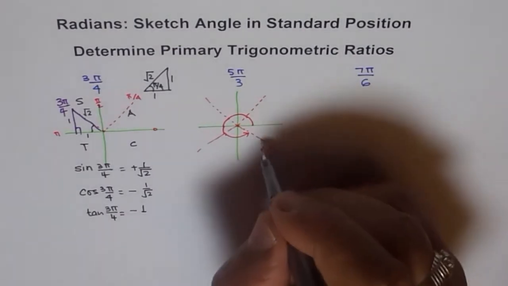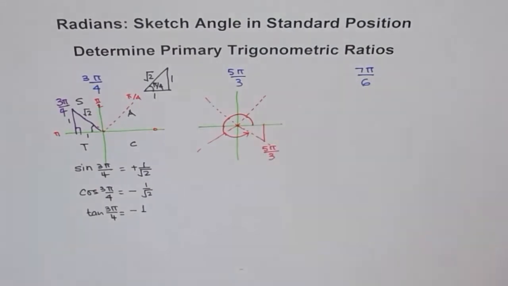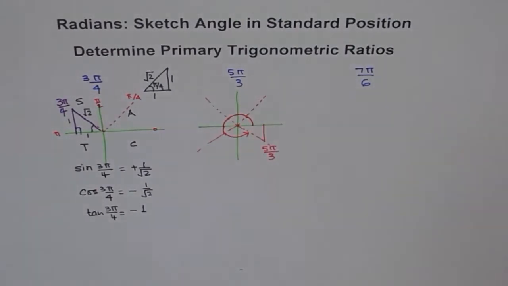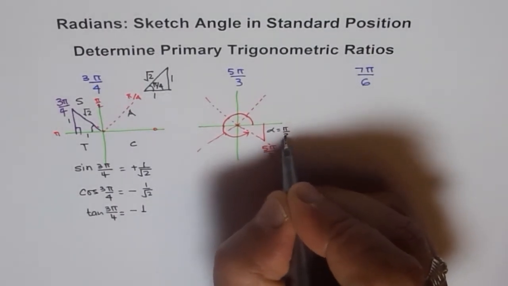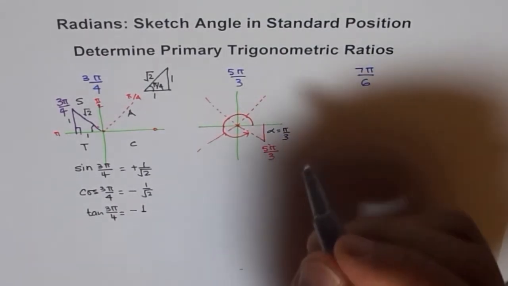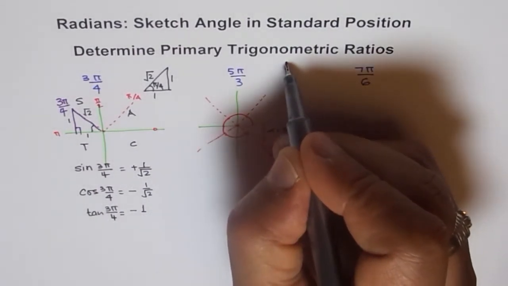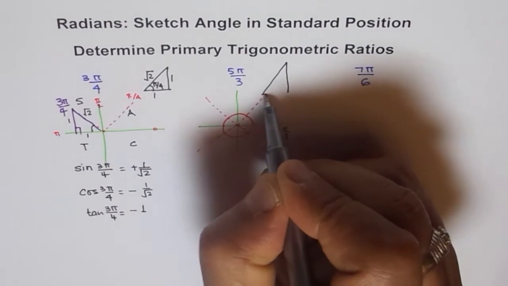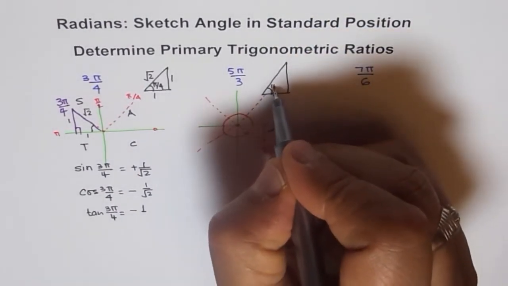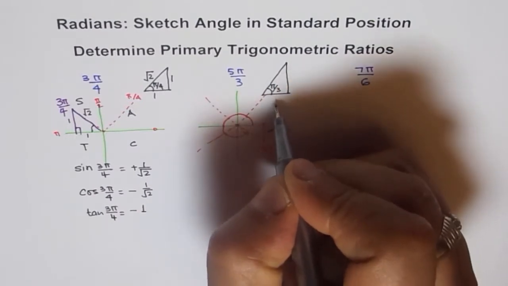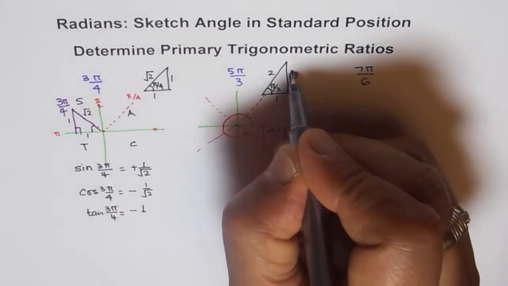Correct? Now here, this is our triangle. What is the related acute angle here? So we say alpha is how much? Alpha equals pi by 3, correct? So we'll look into our standard triangle with pi by 3. For this, one side is 2, another side is 1 and the third side is square root 3, correct?